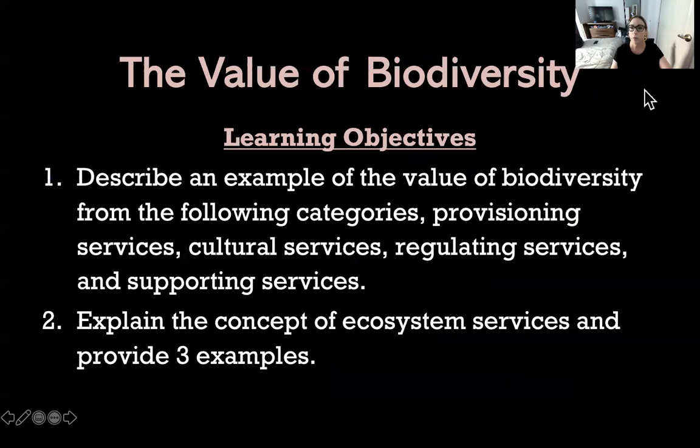Okay, so far we went over the three types of biodiversity: species richness, genetic diversity, and ecosystem diversity. And then we talked about how speciation increases biodiversity. So now we're going to talk about the value of biodiversity. So you will need to describe an example from the following categories that I gave you here. And I'll show you a slide with that. And then I want you to talk about ecosystem services and provide 3 examples of that as well.